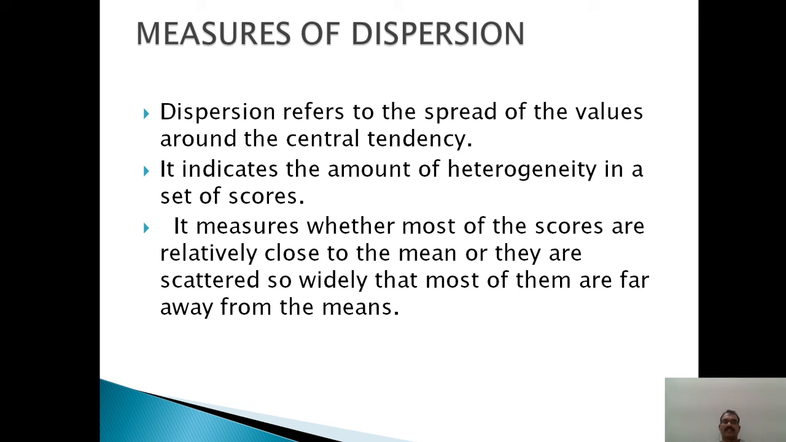Measures of dispersion. Dispersion refers to the spread of the values around the central tendency. It indicates the amount of heterogeneity in a set of scores. It measures whether most of the scores are relatively close to the mean or they are scattered so widely that most of them are far away from the mean.